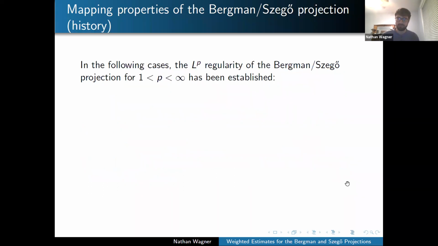So let's talk about what people have done in terms of the LP regularity of these operators. If you just look at the Szegő projection, in the case where your domain is the unit disk, the Szegő projection there is often called the Riesz projection. The boundedness of that in LP is a classical result due to M. Riesz. The behavior of this operator is essentially the same as the behavior of the Hilbert transform on the circle, which we know is bounded on LP.